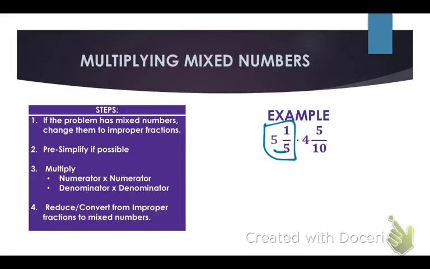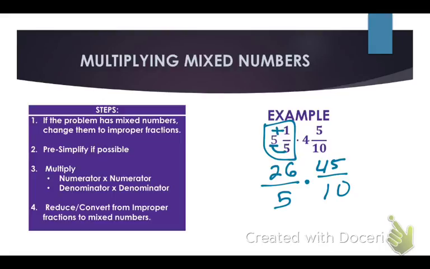So we do that, remember, 5 times 5 plus 1, which gives us 26 over 5. And then we're going to multiply that by 10 times 4, which is 40, plus 5 is 45 over 10. Now, if you go to step 2, it says pre-simplify if possible.